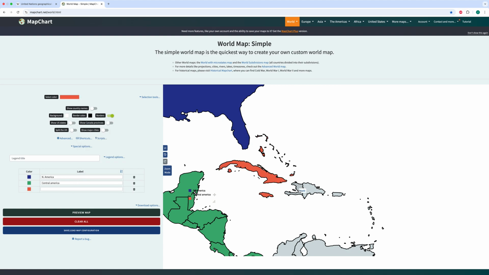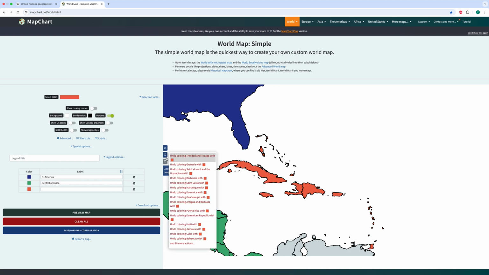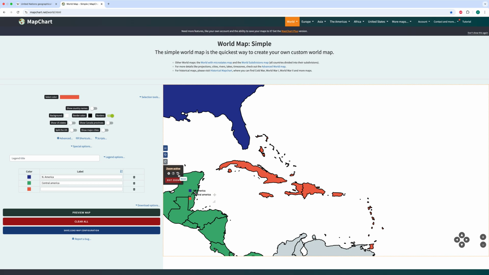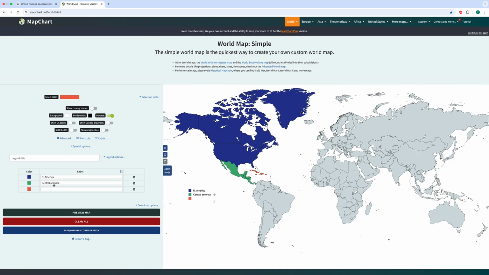Bahamas, Cuba, Jamaica, Haiti, Dominican Republic, Puerto Rico, Antigua and Barbuda, Guadeloupe, Dominica, Martinique, St. Lucia, Barbados, St. Vincent and the Grenadines, Grenada, and Trinidad and Tobago. Okay, so reset. Don't mind my spelling, I kind of suck.